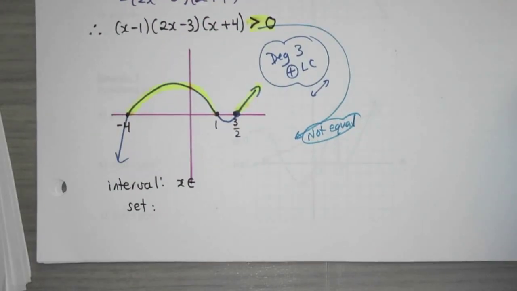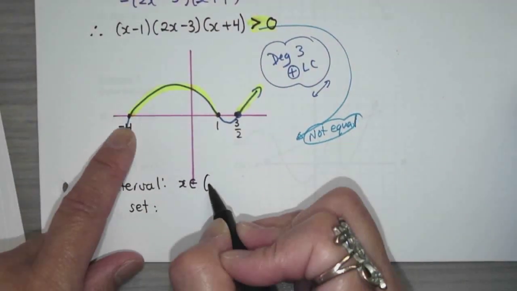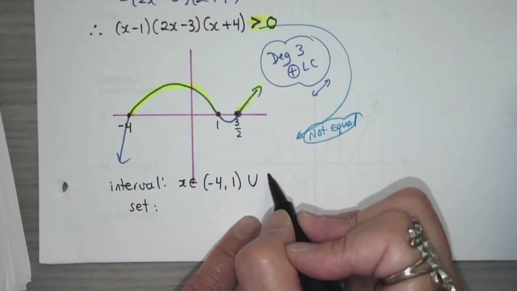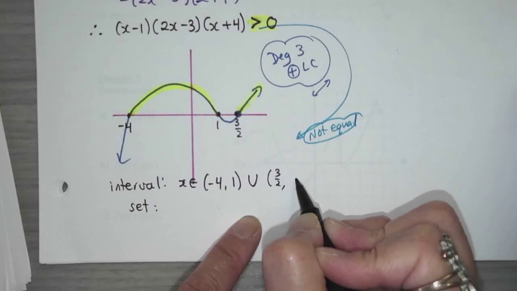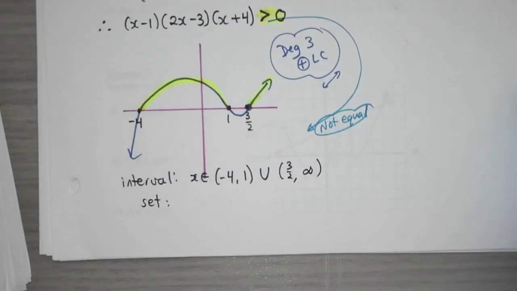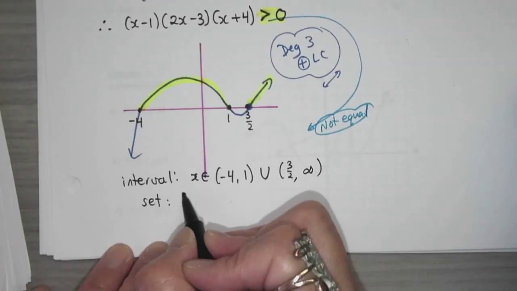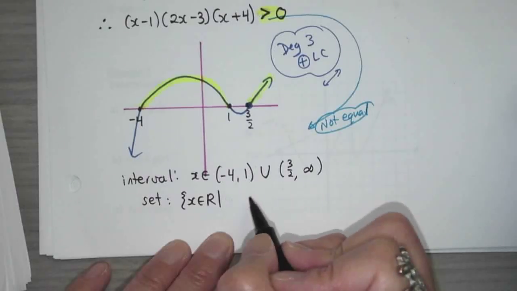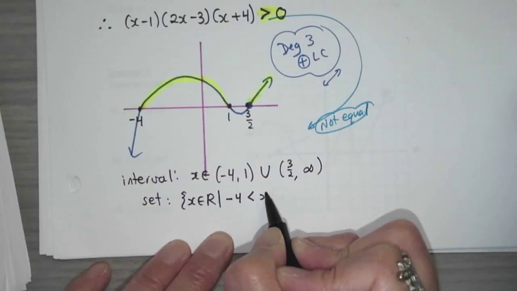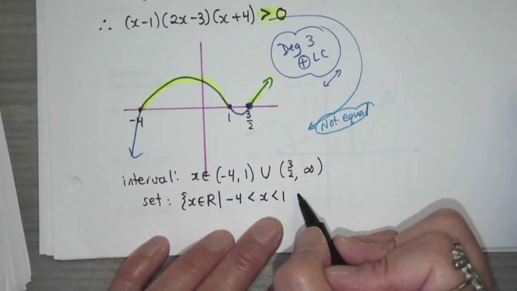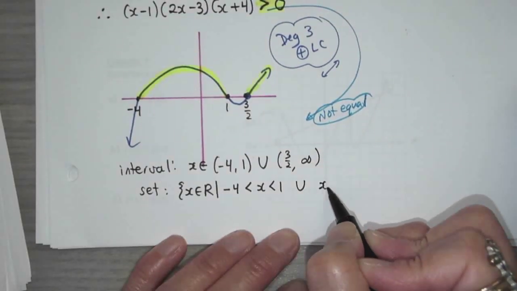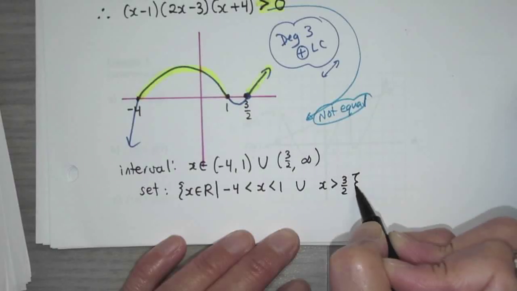So then it's not equal, and it's going to go from -4 to 1, or it'll go from 3/2 to infinity. That's it. In set notation, it would be from -4 to 1, and again, you can use "or" the word, or x is greater than 3/2.